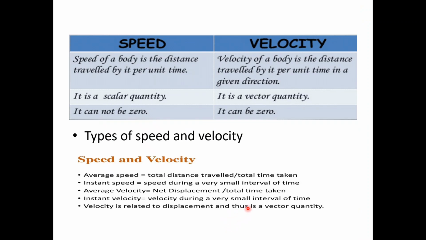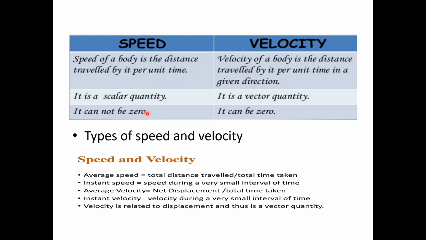Next, what is the difference between speed and velocity? What is speed? Speed of a body is the distance traveled by the body per unit time. Velocity is the distance traveled by the body per unit time in a specified direction, that is, speed along a given direction.